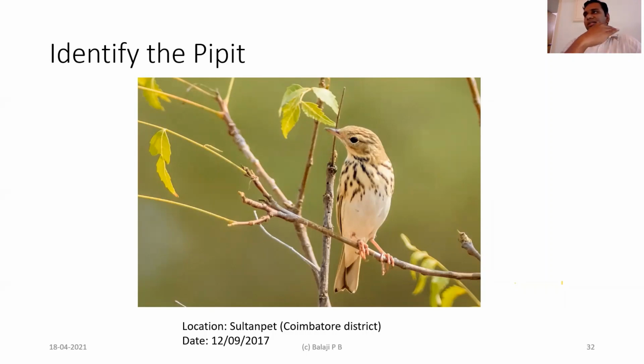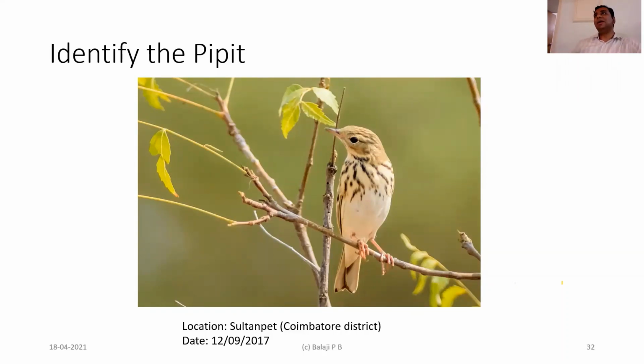The tree pipit has the chest markings only extending up to the chest. The red-throated pipit extends up to its flanks and its belly also. Since the flanks and the belly, which are very clear from this image, have no markings, we can be fairly confident that it is a tree pipit.